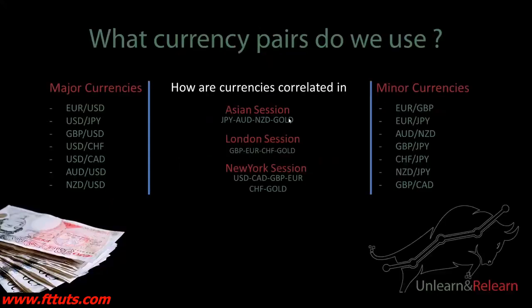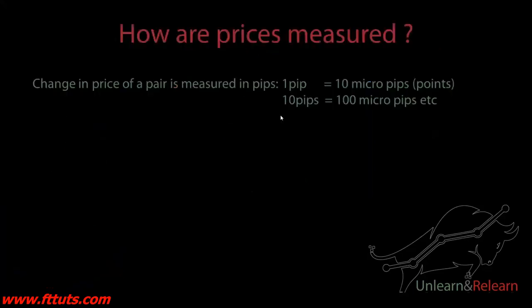Now what we're going to talk about is how we actually make money from the pairs. What are pips, how are pips calculated, and how do we go about that? The change in price of a pair is measured in pips. 1 pip is 10 micropips or points. That's what pips are. It's a very basic concept, but it's very, very important.